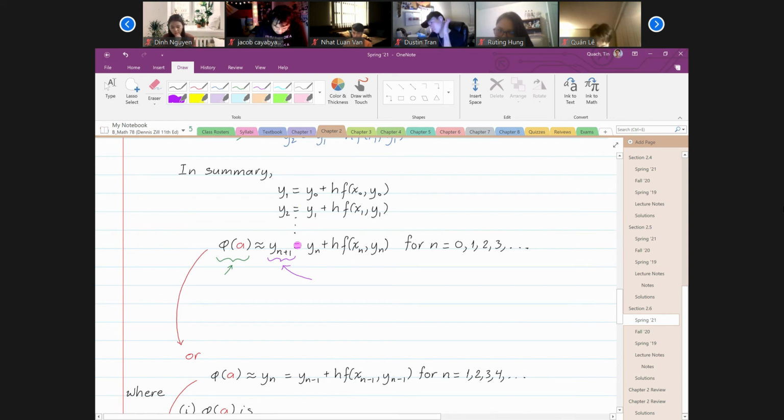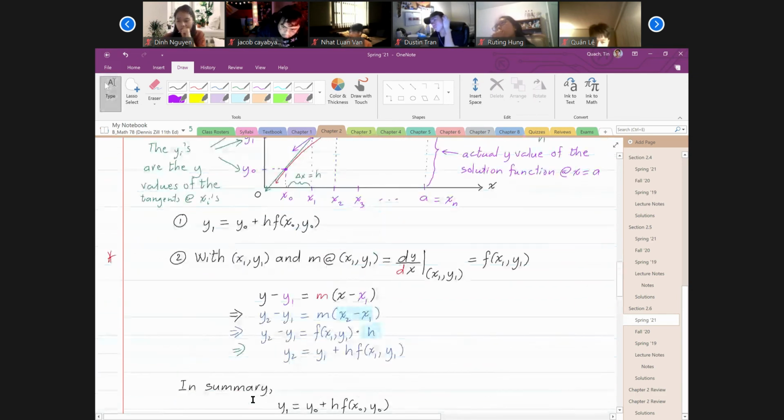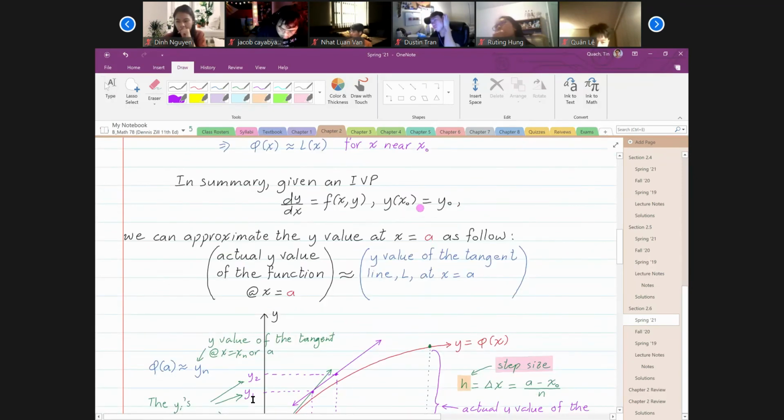So in general, you have y1 is this, y2 is this. If you go down here, you know that the subscripts on the right are 1 less than the subscript on the left. So if you have y sub n plus 1, then on the right is going to be f of x sub n, y sub n. When you write it this way, you let n be 0, 1, 2, 3, and so on. Because when n is equal to 0, you are looking for y sub 1. You already know y sub 0, because that is your initial condition.